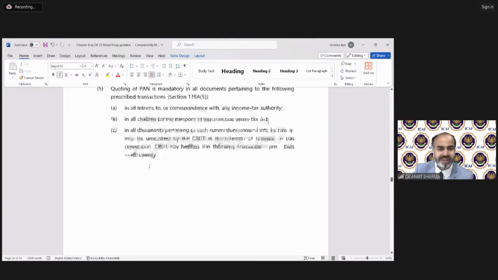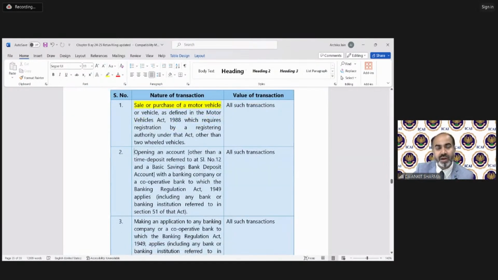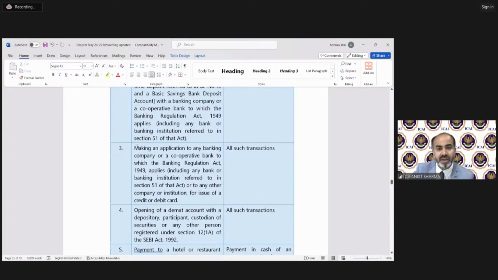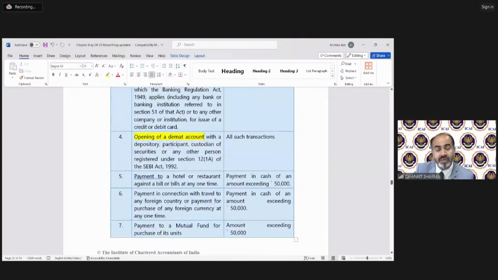There is nothing technical, very general provisions. Nature of transaction, that is important from the examination point of view. There are certain transactions for which you have to submit your PAN number. There is sale or purchase of a motor vehicle, opening an account, making an application to any banking company, opening a demat account for share transactions; you have to submit PAN for these transactions. Payment to a hotel or restaurant at one time of more than 25,000, 50,000, then you have to give your PAN.